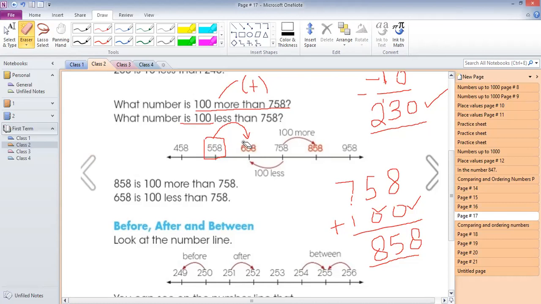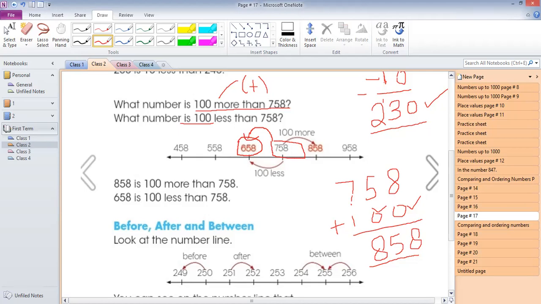So, where is 758? This is 758. You have to find out the less than. So you will go exactly to the number before 758. That is 658. So 658 is 100 less than 758. Again, I repeat, guys. In order to find out 100 less, you will check the number which is exactly before 758.